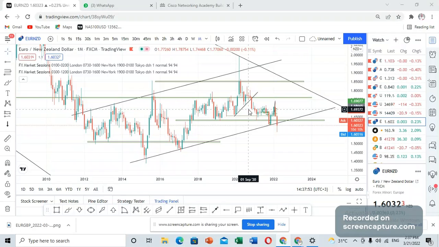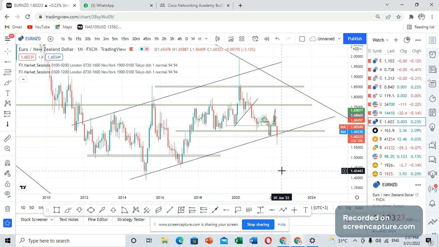Today we'll be analyzing the Euro NZD. We'll be looking at areas in which we can mostly capitalize on the market, and make sure that we capitalize on the moves that the market makes.